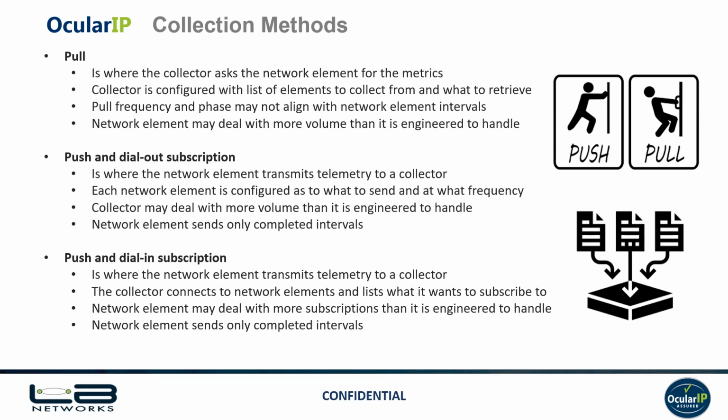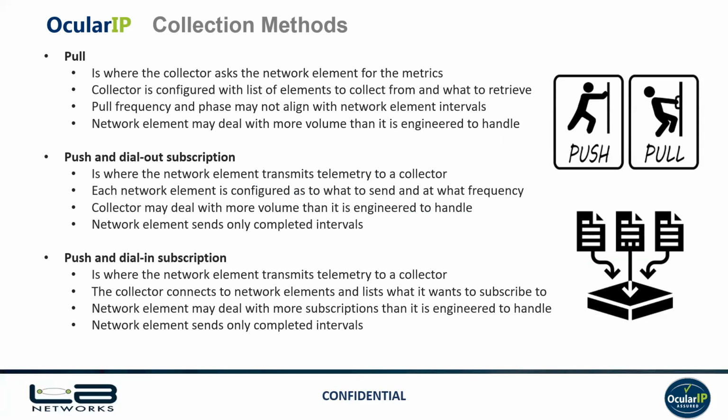There are two main collection methods available for retrieving telemetry data: pull and push. With the pull methodology, it is the telemetry collector that asks the network elements for data. The collector is centrally configured with a list of network elements to collect from, as well as the list of metrics to retrieve. The main challenge here is that the pull frequency and phase of the collector may not align with the network element's metrics interval. Care must be taken to ensure that the data model of the network element is sufficiently understood to collect the correct metrics at the correct time. This method also requires careful consideration to ensure that the network elements do not have to deal with more volume than they are engineered to handle.